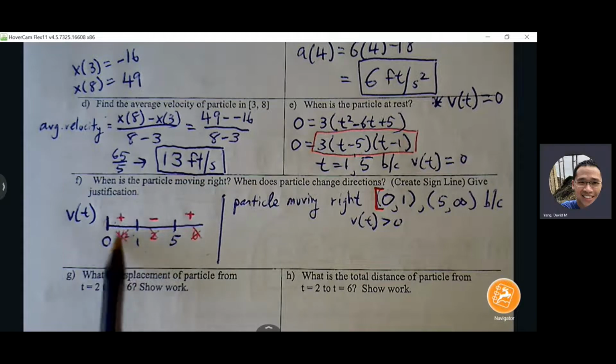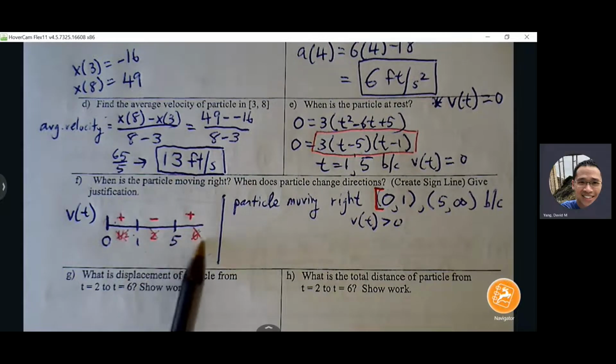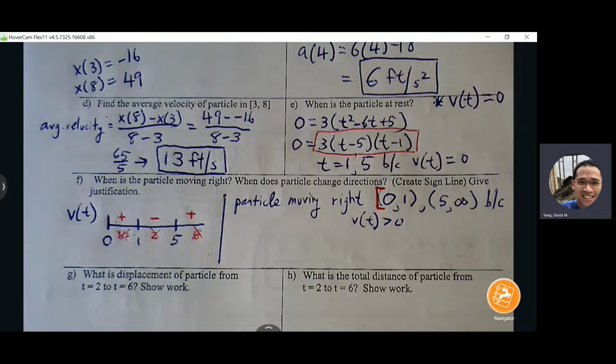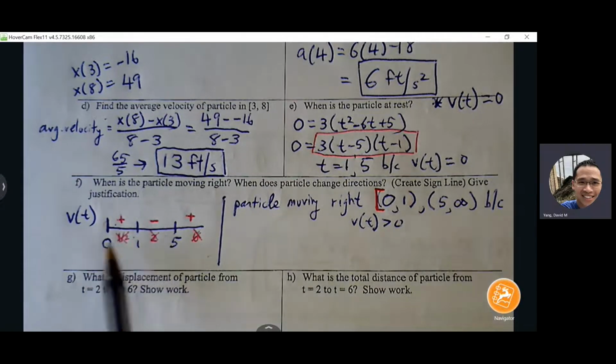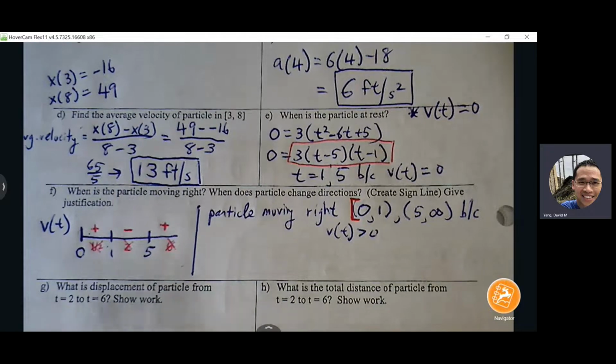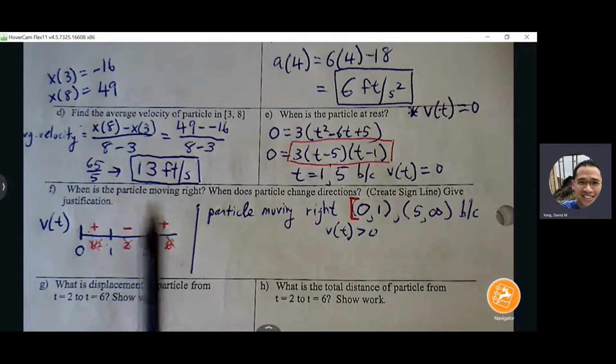From here, you want to go ahead and cross out your test points because they're no longer going to be used for anything that comes after. Okay, we don't want to accidentally use 1/2, 2, and 6 when we are creating these intervals of direction. So we're just relying on 0, 1, 5, and infinity and the signs, but we don't want to use those numbers ever again.